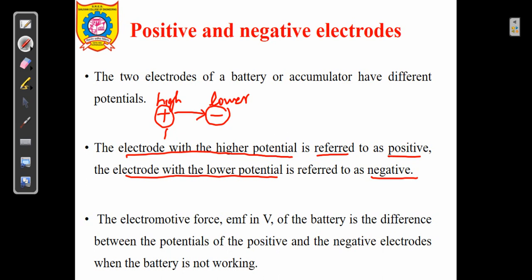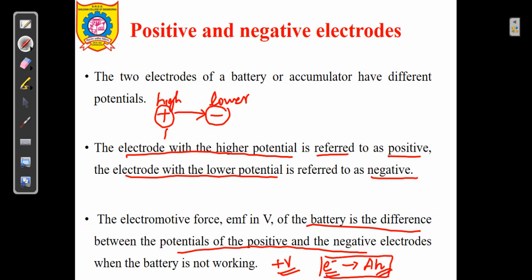Now you can consider the electromotive force. In the battery, it is the difference between the potential of positive and negative. So we can refer to all batteries in terms of voltage. At the same time, for the discharging rate of the current, we can say the electrons are flowing out from the battery. So the battery rating is given in terms of ampere hour. And the electrons flow from a higher potential to a lower potential. So the difference between the potential of the positive and the negative electrode is the electromotive force.